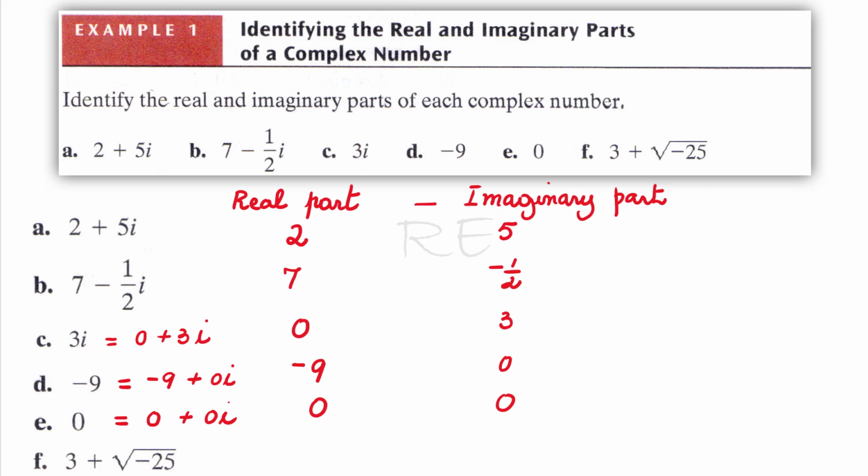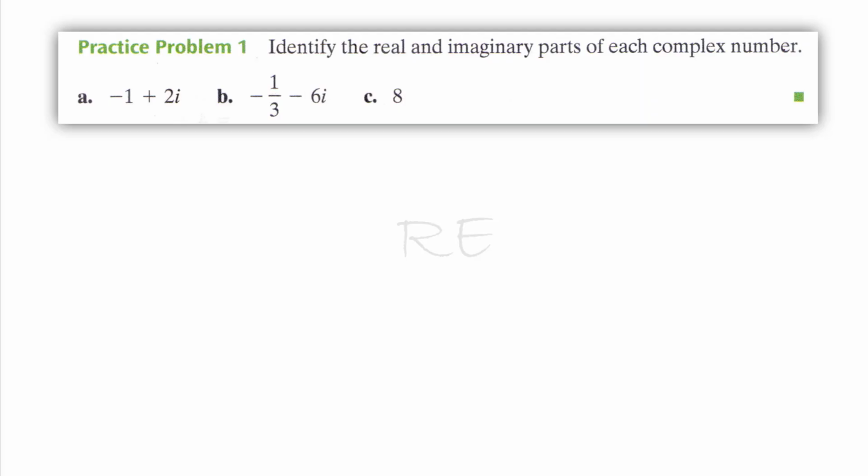3 minus square root of -25. Square root of -25 is square root of 25 times square root of -1. Square root of 25 is 5, and square root of -1 is defined as i. So it can be written as 5i. Therefore, we have 3 plus 5i. The real part is 3, and the imaginary part is 5.